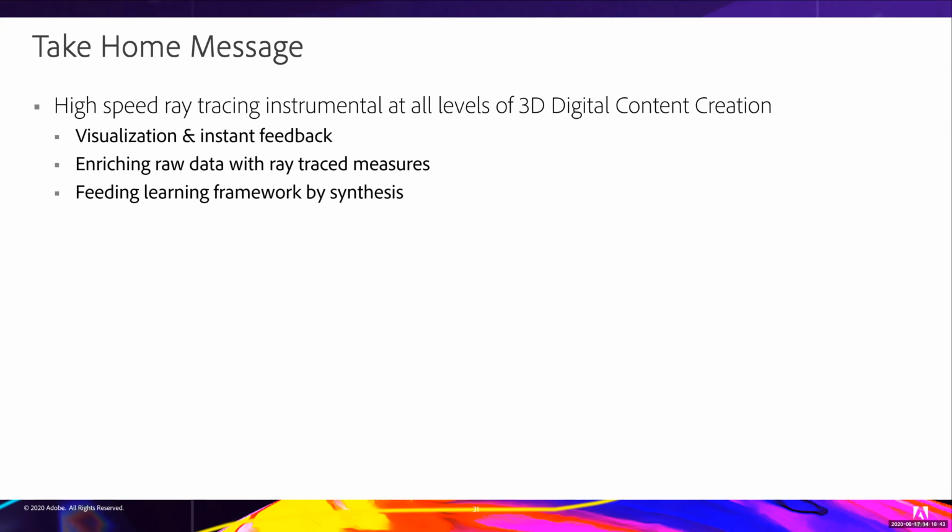So if I wrap up, we use in our product high performance ray tracing, not only for rendering and visualizing 3D objects or materials, but also to enrich the 3D data with additional measures that fuel the content creation pipeline and help design more realistic materials and shapes. We found also that the speed at which you can synthesize images with that kind of technology helps a lot in the learning framework when you try to learn from data that you actually synthesized.